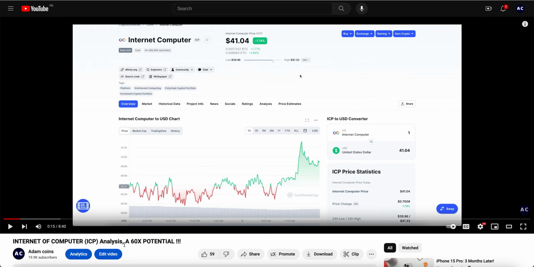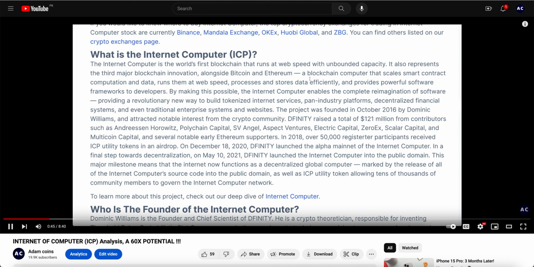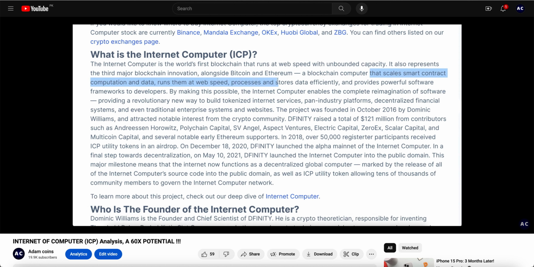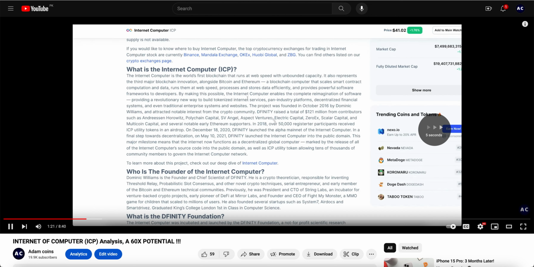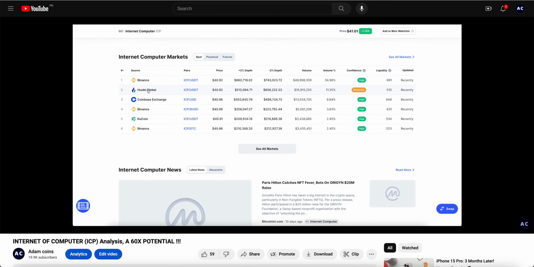A 60x potential. I give you an overview of what the Internet Computer is. Basically it's like a blockchain computer that scales smart contract computation and data, runs them at web speed, and processes and stores data efficiently. At the moment, let's look at the exchanges it's on: Binance, Huobi, Coinbase.